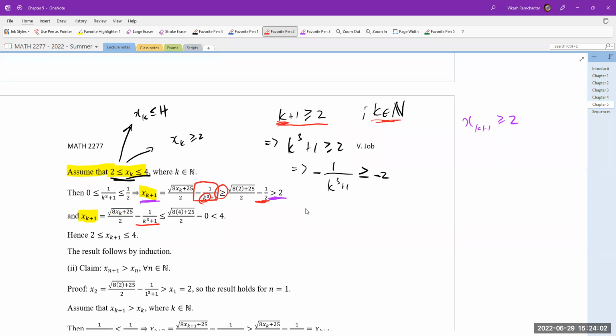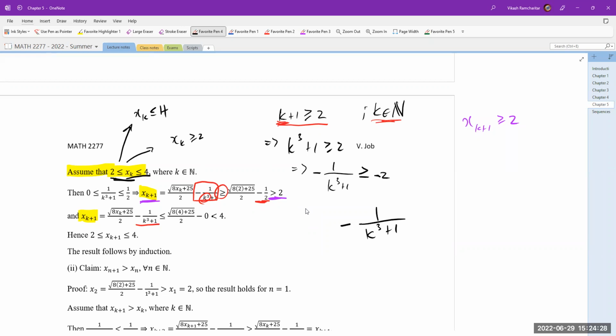But since we're looking for an upper bound for it, k is a natural number, right? So 1 over k cubed plus 1. I'll show you all how easy this is. I want to get a bound for 1 over k cubed plus 1. This is a positive number because k is a natural number. So minus it, this is a negative number, right?